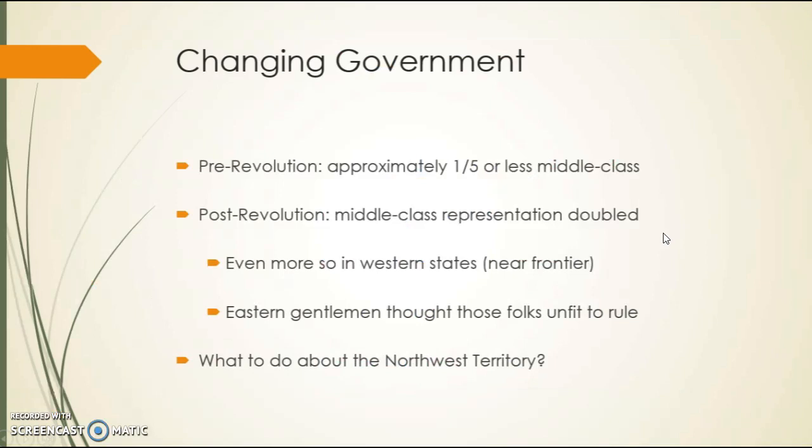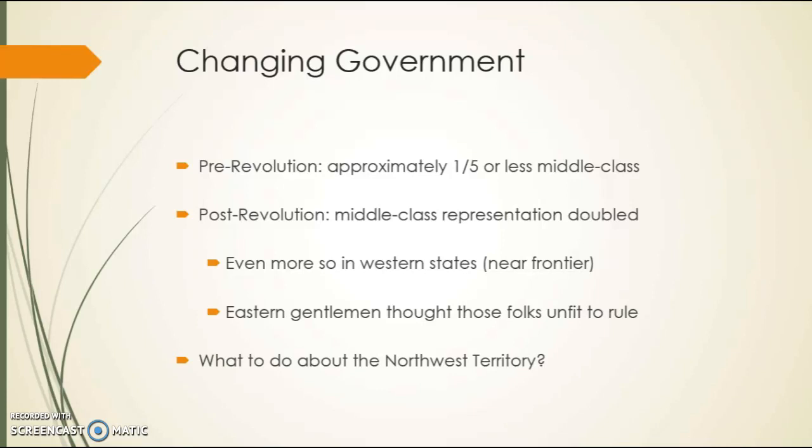Okay, let's go here. We do have changing government makeup. So before the Revolution, less than 1/5 of assemblies were made up of the middle class. So it was all wealthy white dudes for the most part. So we had this small population of farmers and artisans, and then the rest were like wealthy merchants, lawyers, planters that had these like huge plantations.